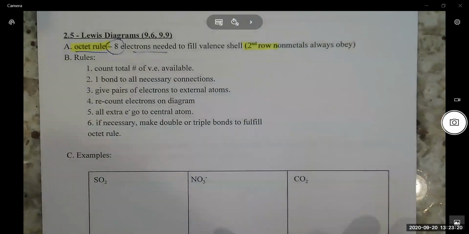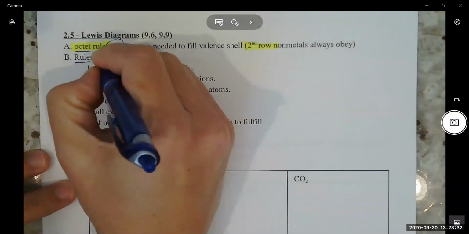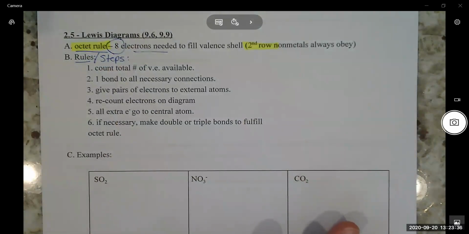Once we get beyond the second row, there's a new set of rules that apply, and we're going to talk about those today, some exceptions to the rules, which are things that you have not learned yet. So actually, instead of calling these rules, let's call these steps. These are steps that we're going to follow in order to draw Lewis structures. We want to follow these steps in order so that we get our Lewis structures drawn correctly.